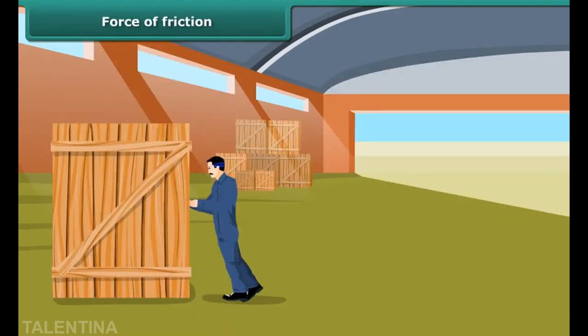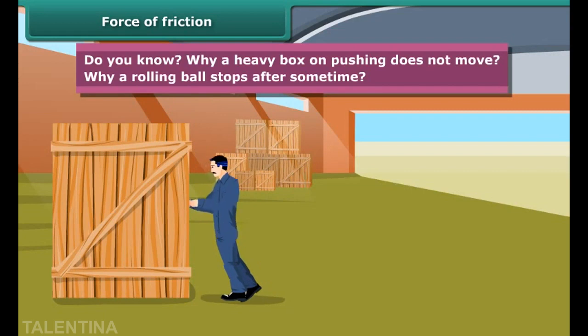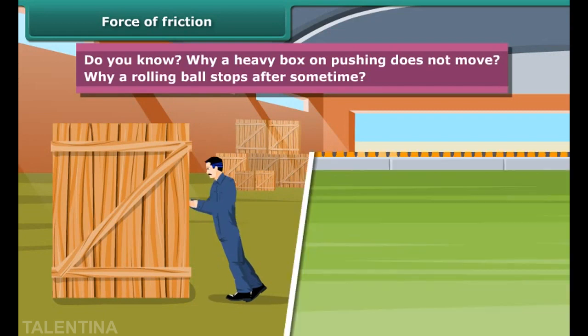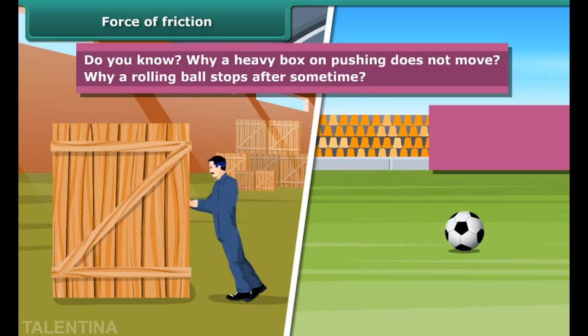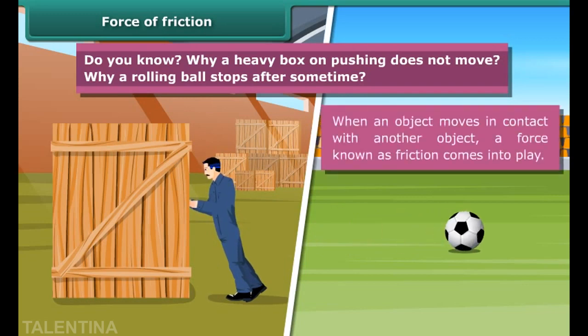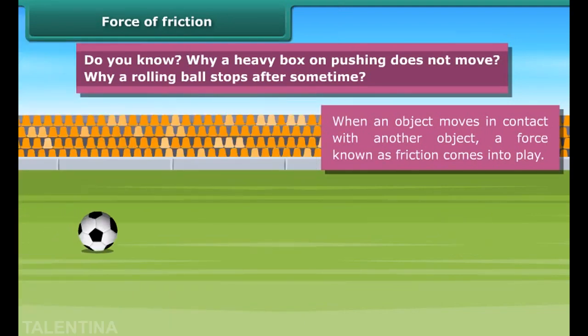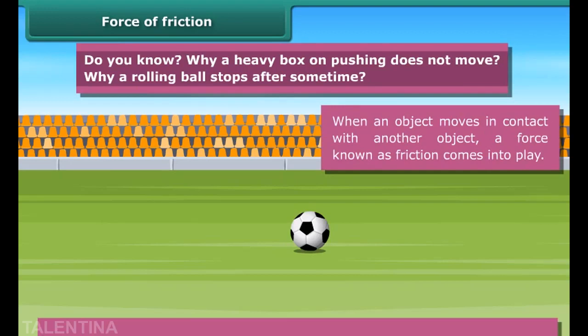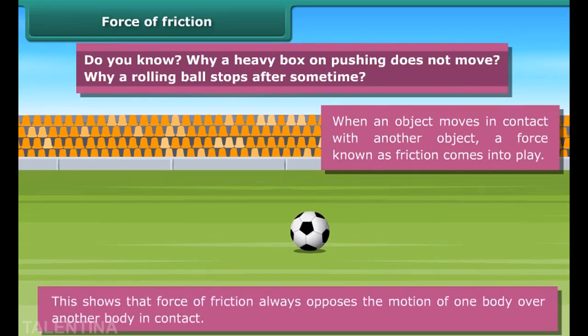Force of friction. Do you know why a heavy box on pushing does not move? Why does a rolling ball stop after some time? When an object moves in contact with another object, a force known as friction comes into play. Note that the force of friction always acts on all objects and its direction is always opposite to the direction of motion. The moving object in the animation gradually slows down and ultimately stops due to the force of friction. This shows that the force of friction always opposes the motion of one body over another body in contact.